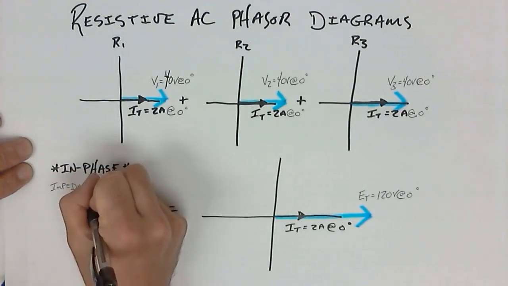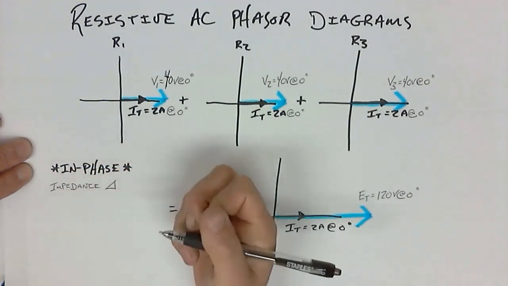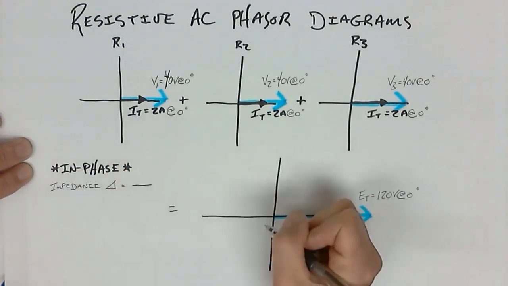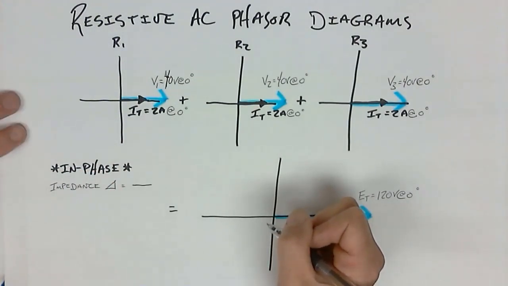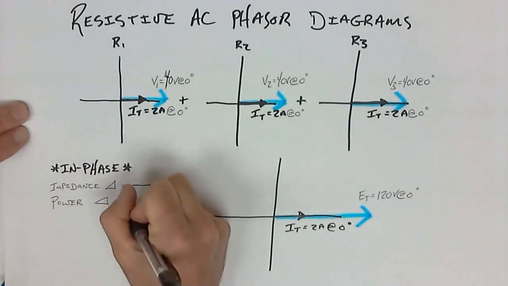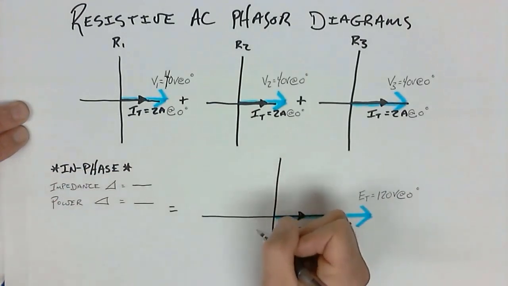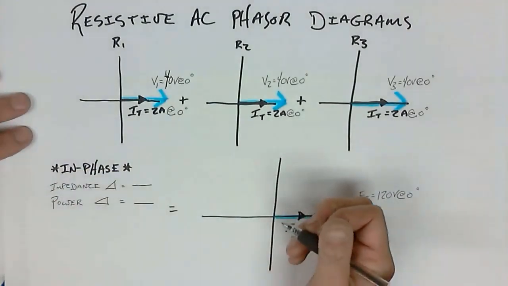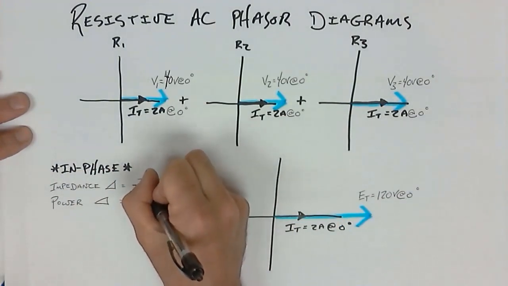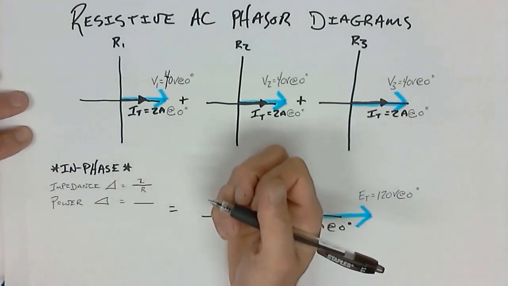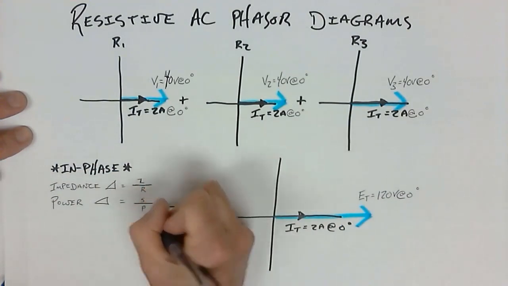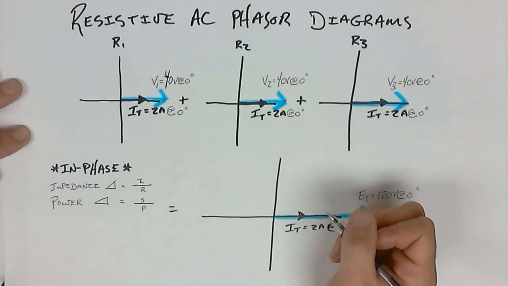An impedance triangle would look like this, and that's because there's no vertical. A power triangle would look like this also, horizontal. And so what that means is that the resistance and the impedance would be exactly the same value. And when we look at S, the apparent power, and the true power, those two would be exactly the same, wouldn't they?